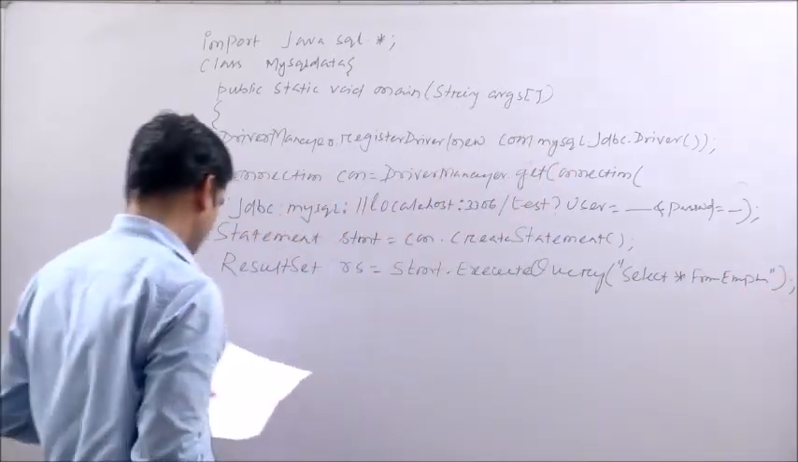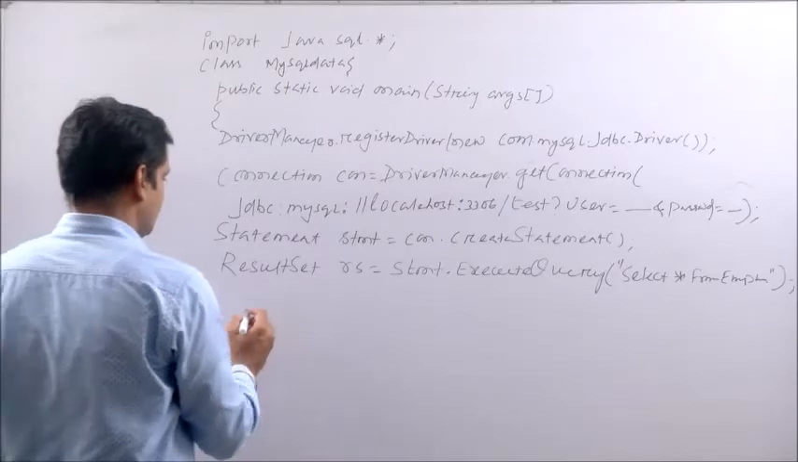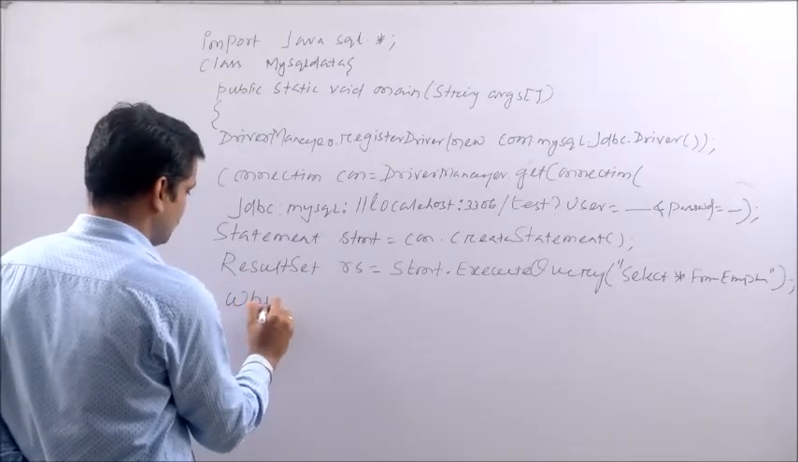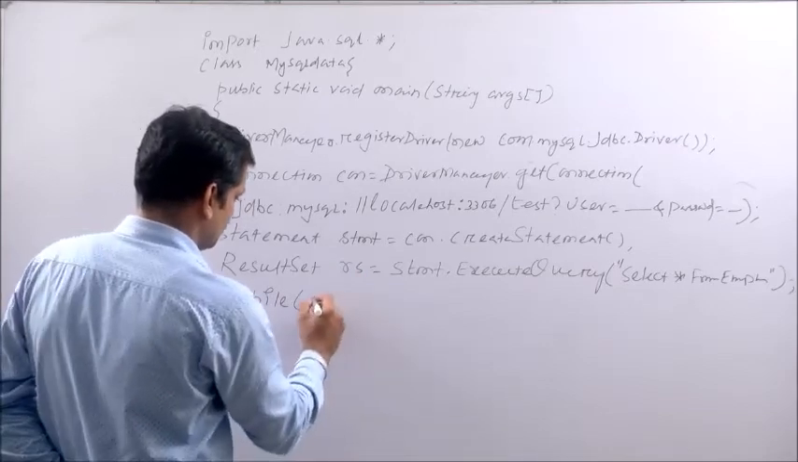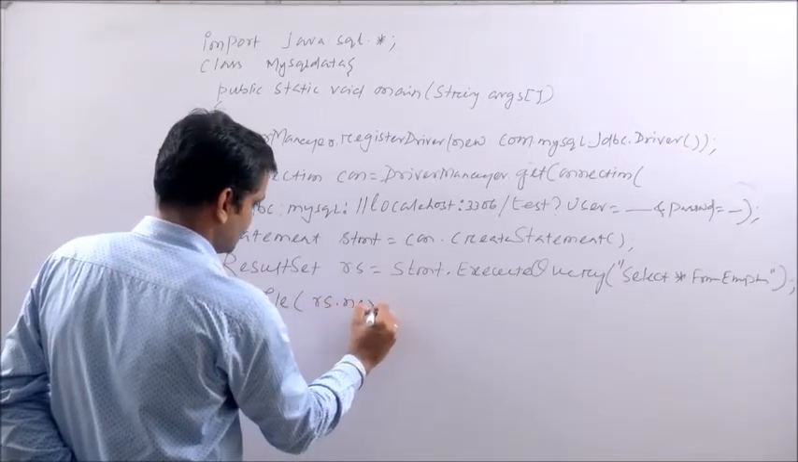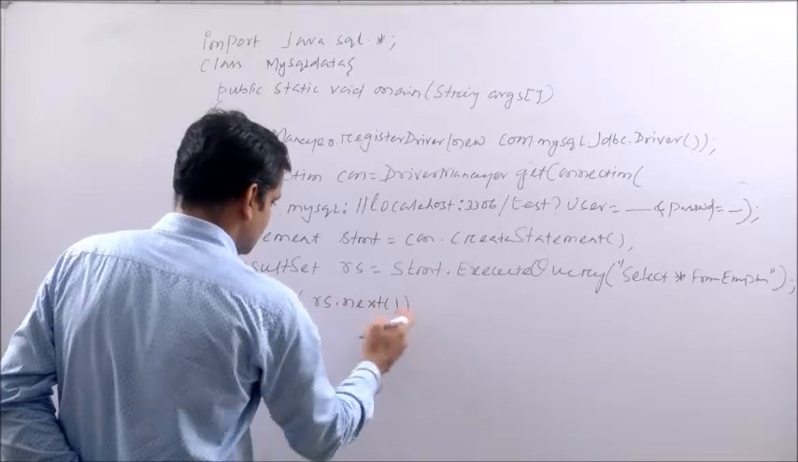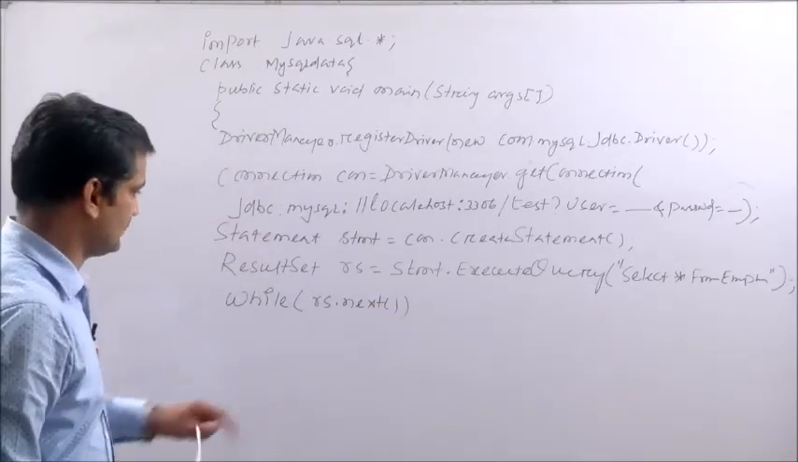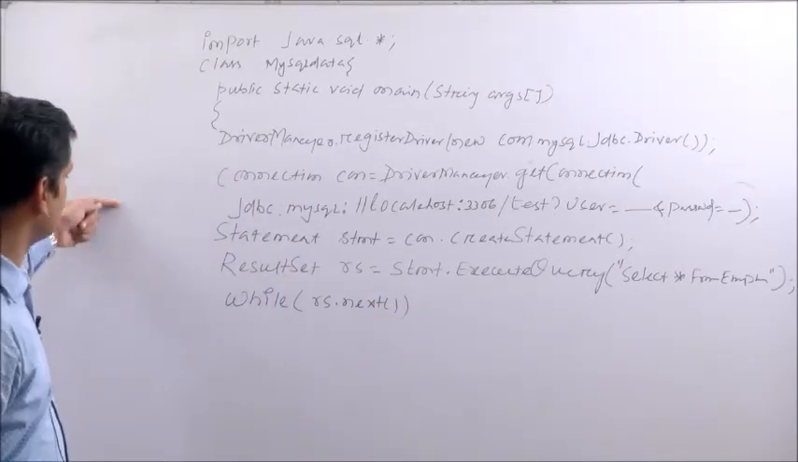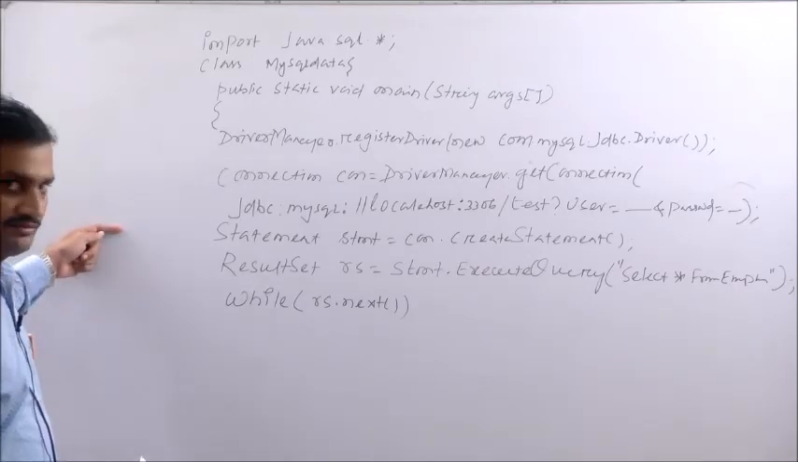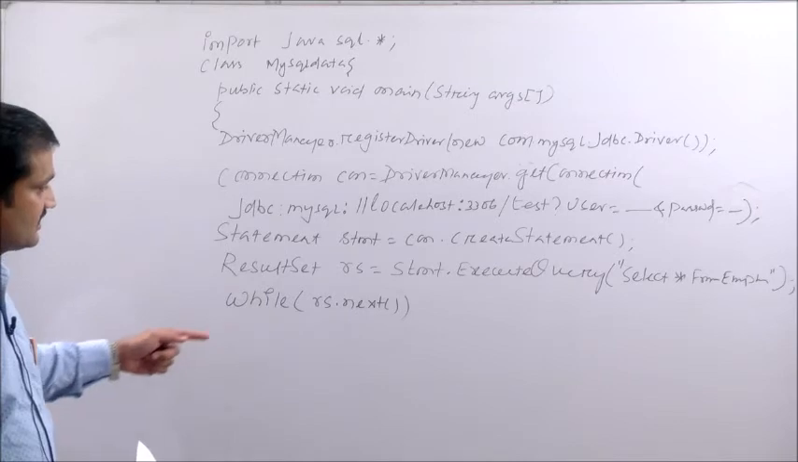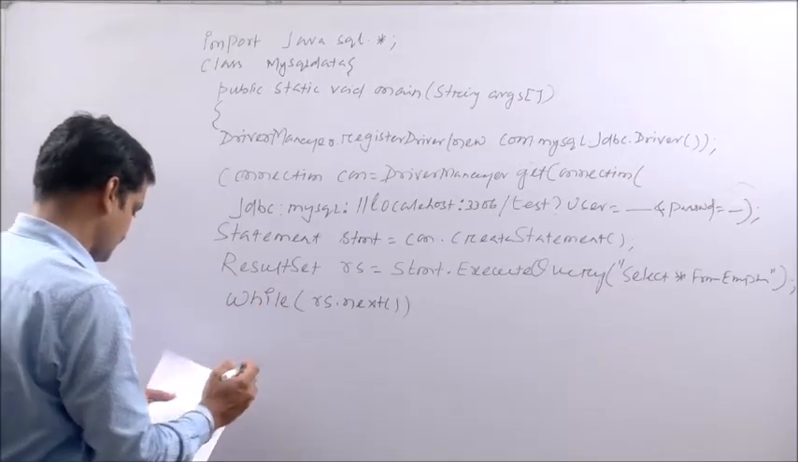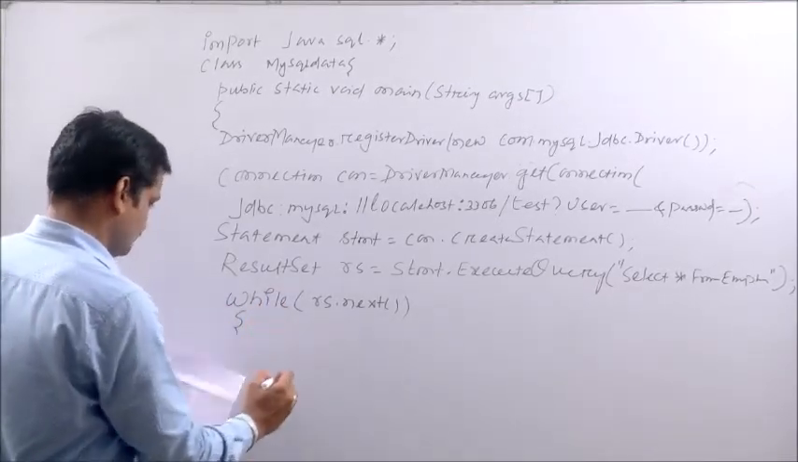Then retrieving the data. To retrieve the data, we use the while loop, because I told you we have to move the pointer to the next of each record. So we use rs next. This next returns true as long as you are in one of the records of the table, and as you reach the end of the table, after the last record, you will find that next returns false. So when it is false, it comes out of the loop.